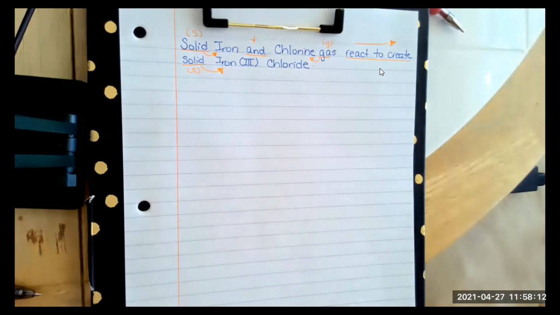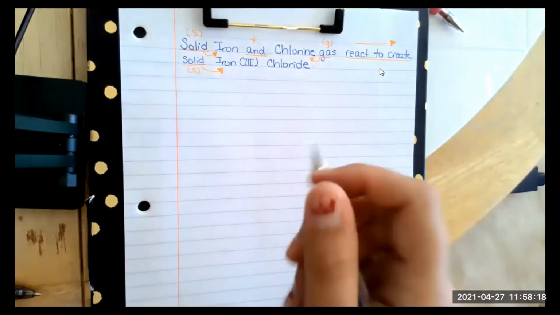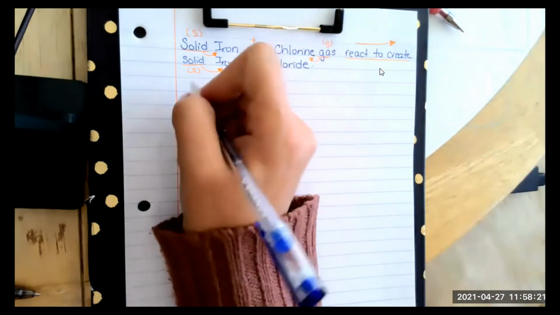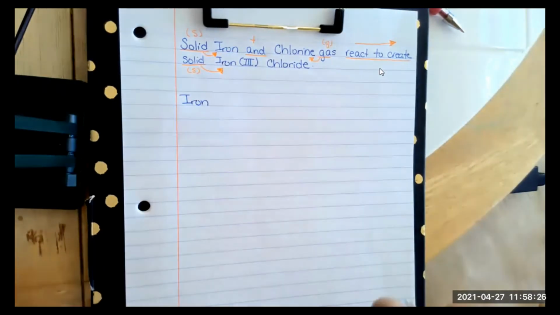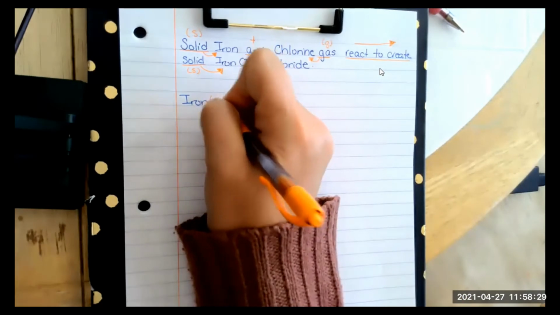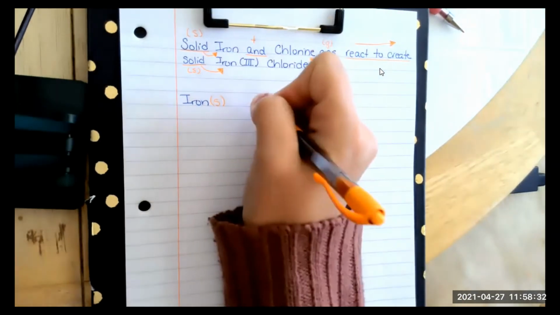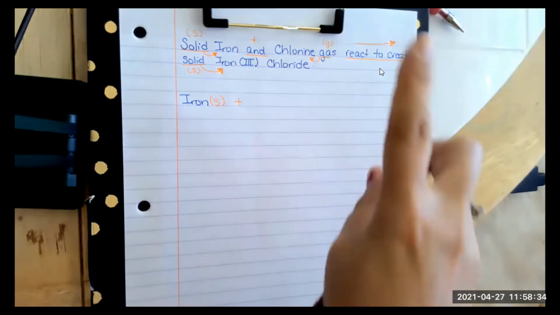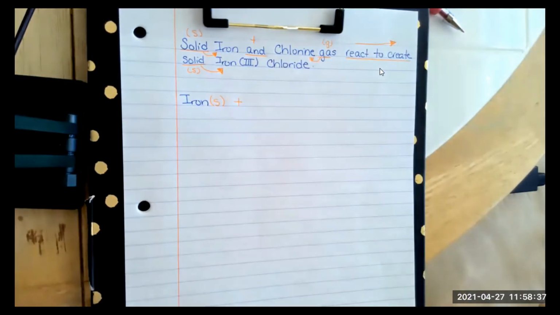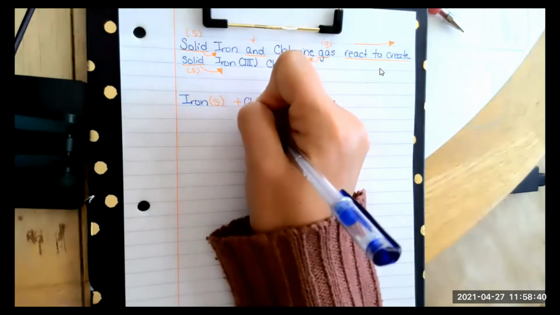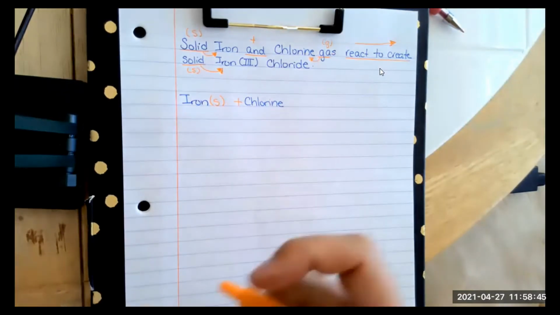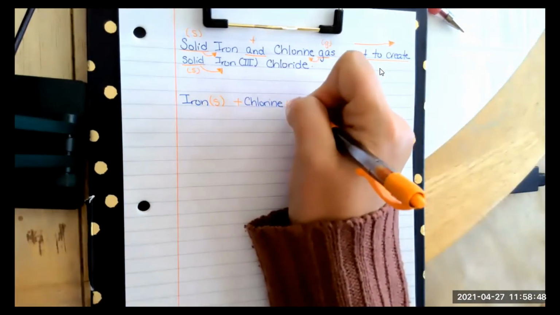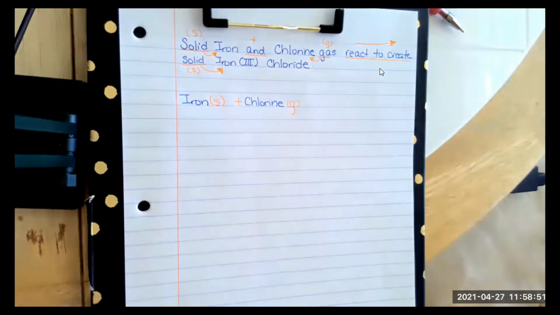So we're going to write it in words now. We're going to go from written to word. So we don't represent this solid, we write iron. And then after iron, we write this s that we've outlined. And as a plus. Then chlorine gas, we write chlorine. And then you're going to go ahead and write the g after it, because you do have to represent the state of matter that it's in.